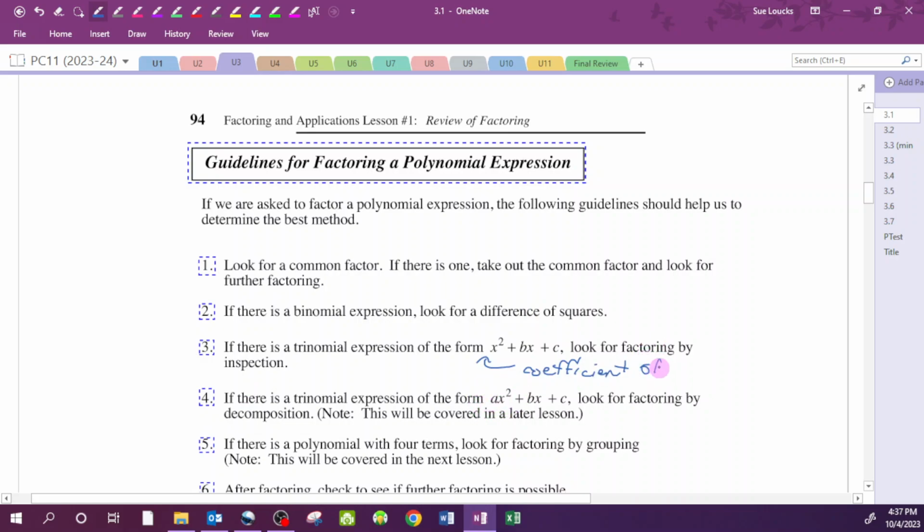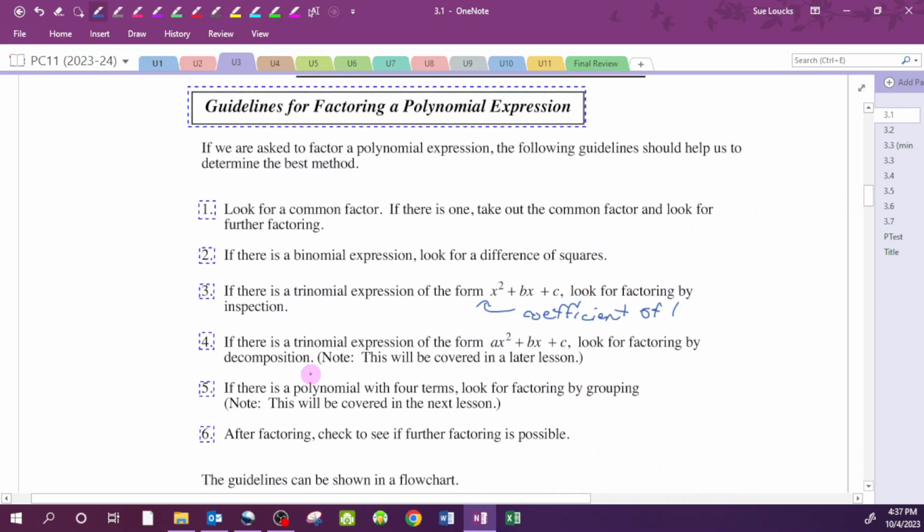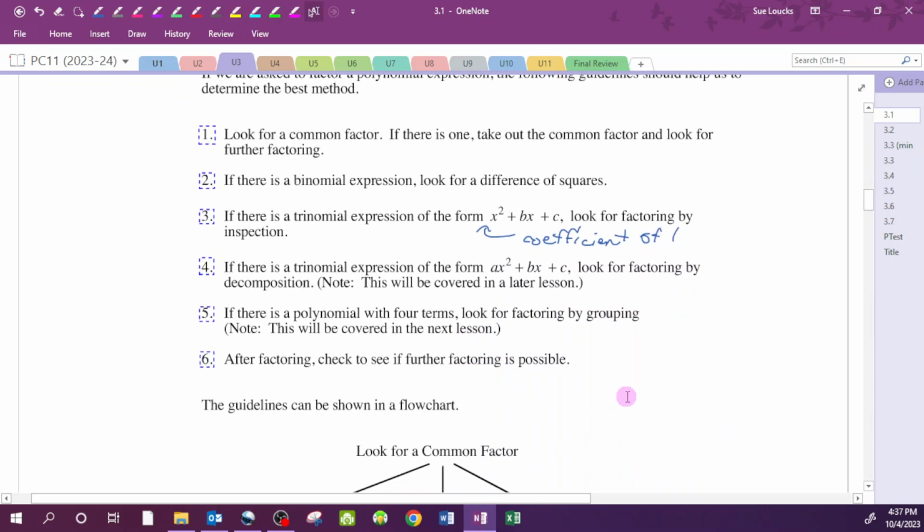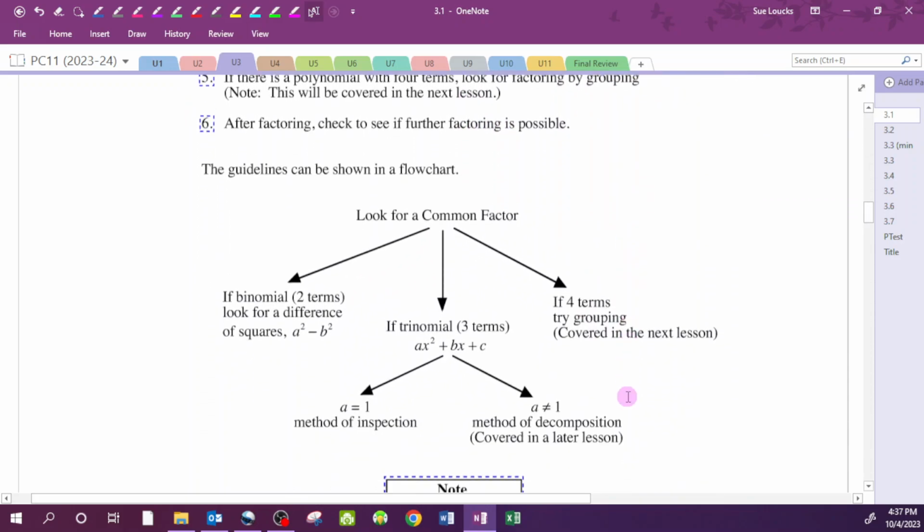Oh, I should put that of 1. This has got a coefficient other than 1. We will learn that later this unit. And if the polynomial has 4 terms, we're going to look at factoring by grouping, which we will do next lesson. And always check to see if you can factor further.